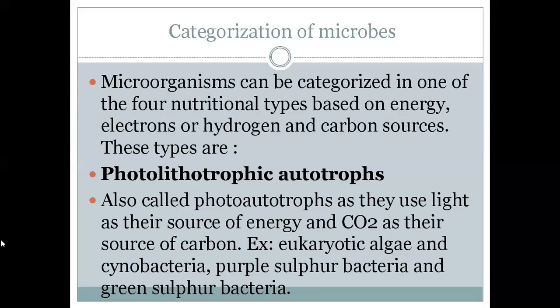Here again I am revising. This is the first group. Its name is photolithotrophic autotrophs. In short, we call them photoautotrophs. As the name photo suggests, the energy is derived from light, and their carbon source is carbon dioxide, and as we can understand from the name, they carry out photosynthesis. Examples can be algae, cyanobacteria, purple sulfur bacteria and green sulfur bacteria. In all these organisms photosynthesis occurs. That is why we are classifying these organisms in this category.